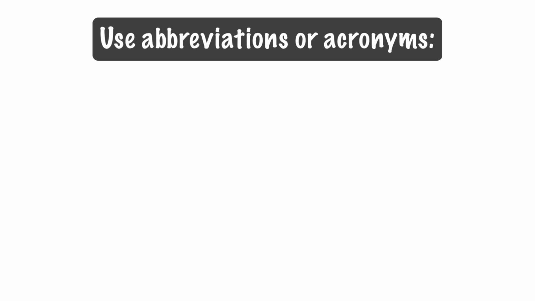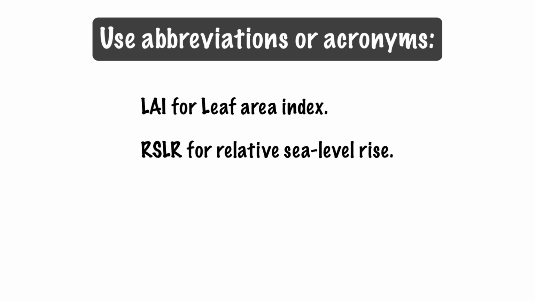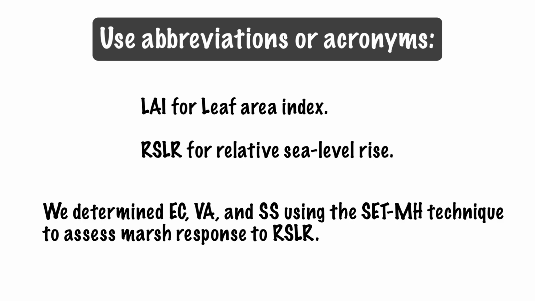Use abbreviations or acronyms for long phrases that are used multiple times in a paper: LAI for Leaf Area Index, RSLR for Relative Sea Level Rise. But don't use so many abbreviations that the reader becomes confused.